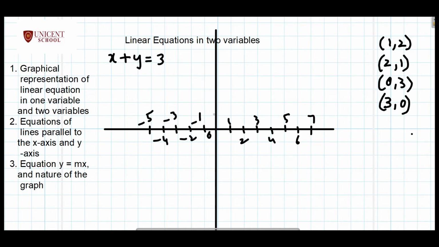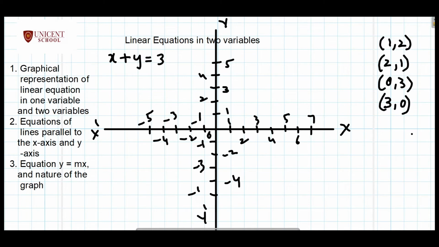We know that this is the positive x-axis, this is the negative x-axis. And here we have the positive y-axis and here is the negative y-axis. Here 1, 2, 3, 4, 5. Minus 1, minus 2, minus 3, minus 4, minus 5. Now this is our Cartesian plane.